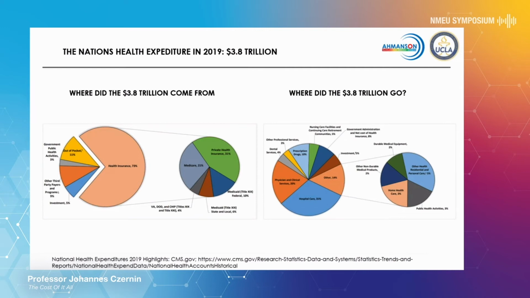The panel on the right shows where the money goes. 30% is used for hospital care, 20% for physician services, and 10% for prescription drugs. I would like to mention that administrative costs in the US system are much higher than in any other country. But what about imaging and PET imaging, nuclear medicine imaging in particular?